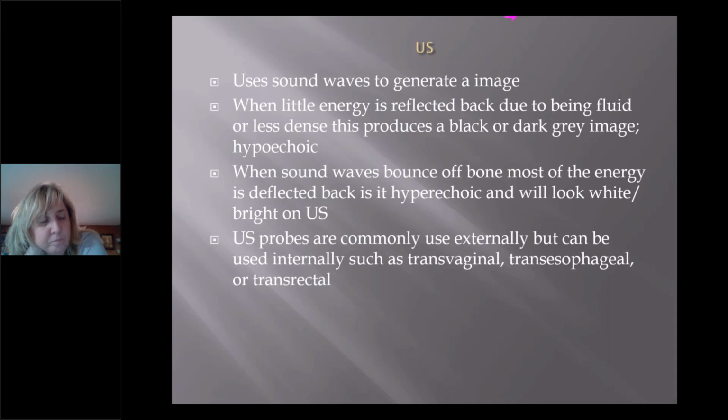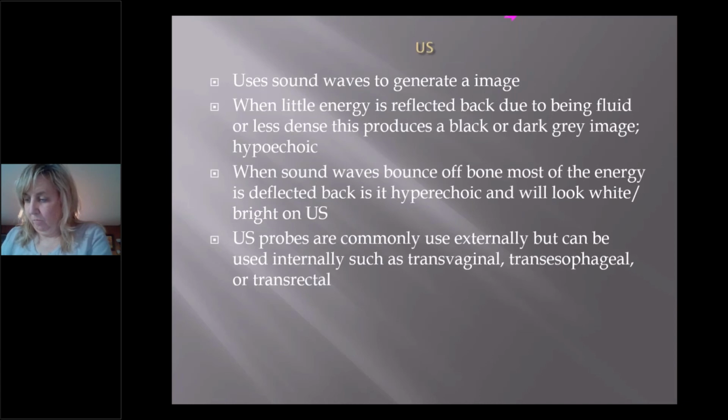Ultrasound. Most of you guys are familiar with this. Uses sound waves to generate imaging. Very little, a little bit of energy is reflected back, typically in fluid or less dense objects. It tends to be more black or dark gray on the imaging, or it's also referred to as hypoechoic. So if something's hypoechoic, it's usually either fluid or it's very, very soft. When something is very rigid like bone, the sound waves bounce off with a higher degree of energy, and it's hyperechoic. So it'll have more of a white or bright appearance on ultrasound like bone.